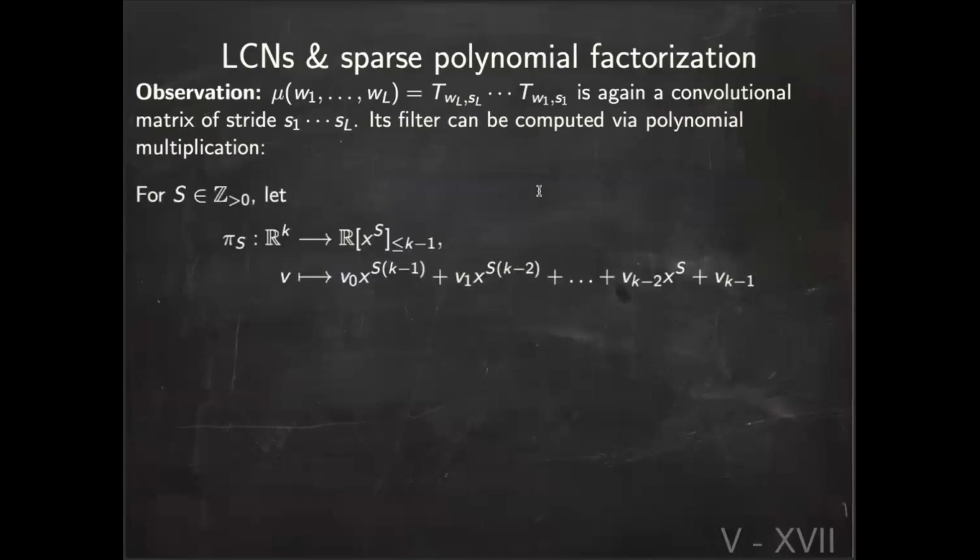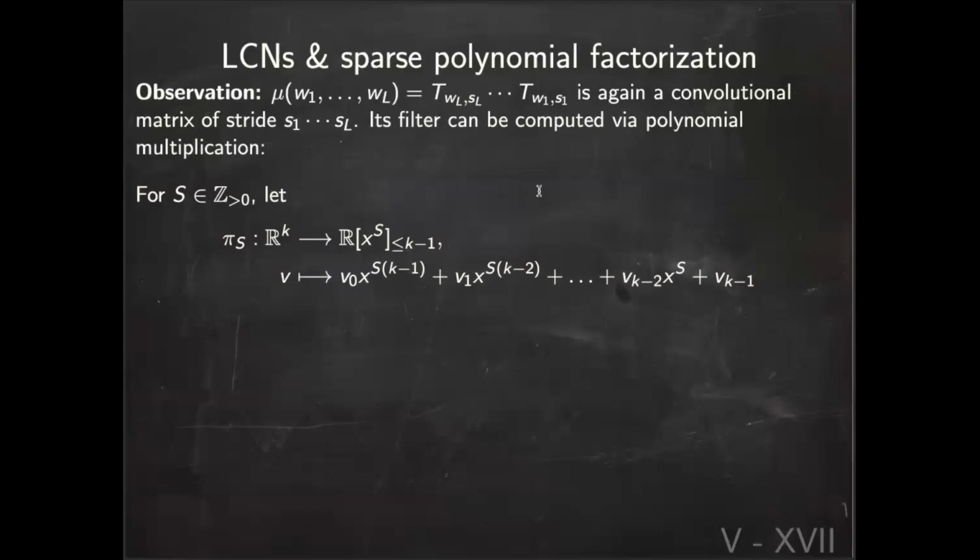If you want to see how it goes, I have to tell you a map that identifies a filter, or just any vector of length k, with a polynomial. I'm actually telling you a bunch of maps that could do that. For any integer capital S, there is such a map that I'm writing down here. And what does it do? It just uses the vector as coefficients of a polynomial.